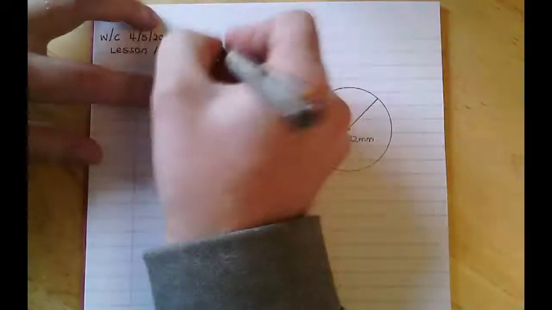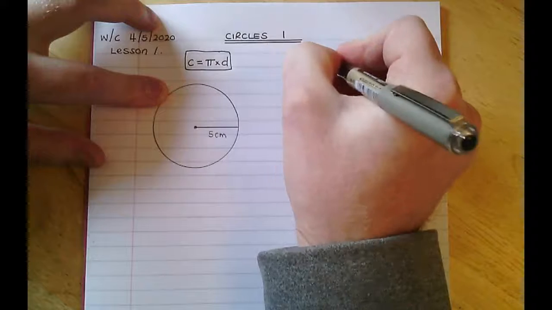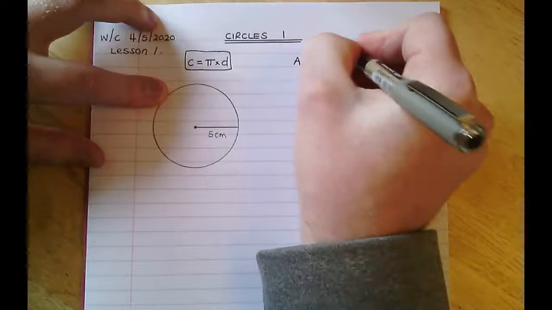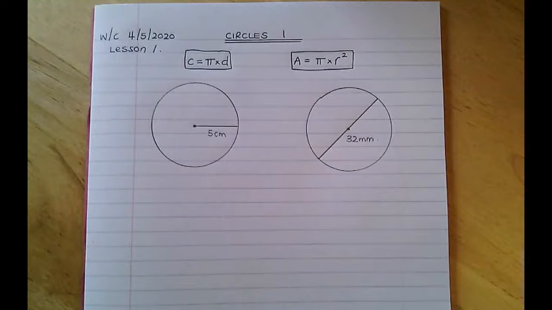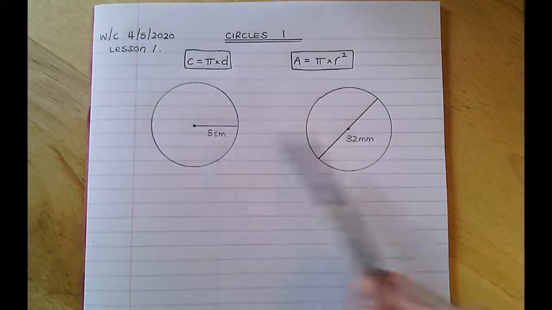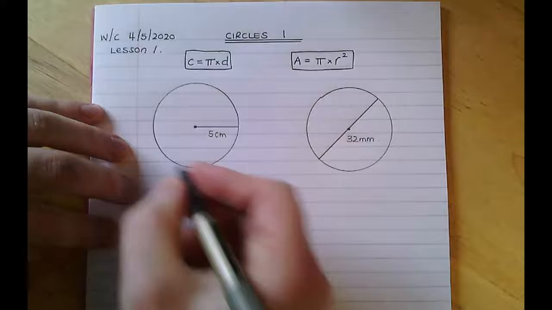The second one that you are going to need is for the area, and the area is given by pi times by the radius squared. So it may be helpful if you write both of those formulas down in your book. Now the first thing that we're going to do is try and work out the circumference of both of these circles. Alright, so I'm going to do this one first.